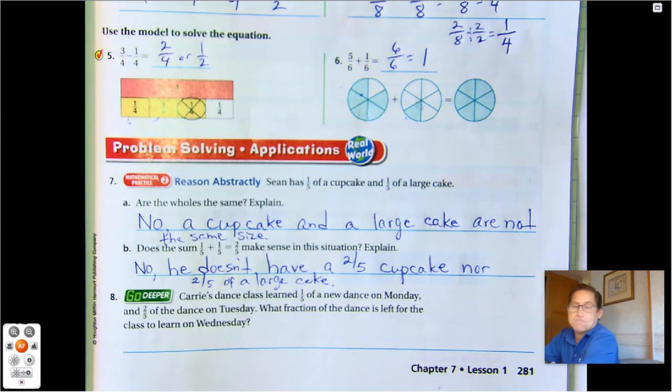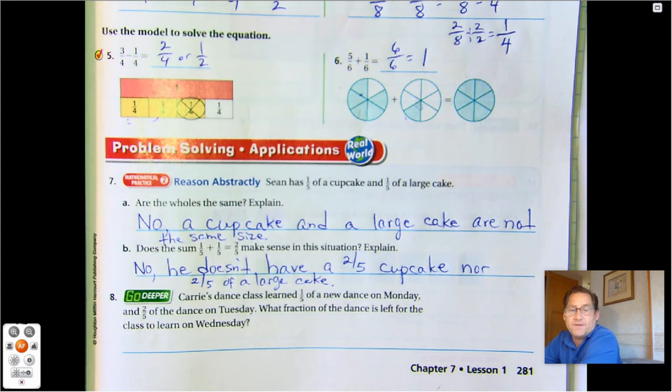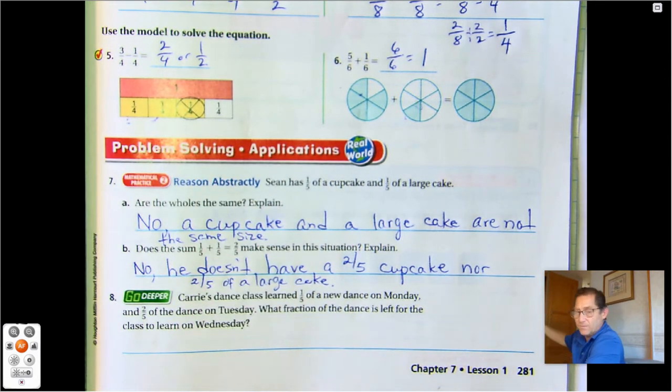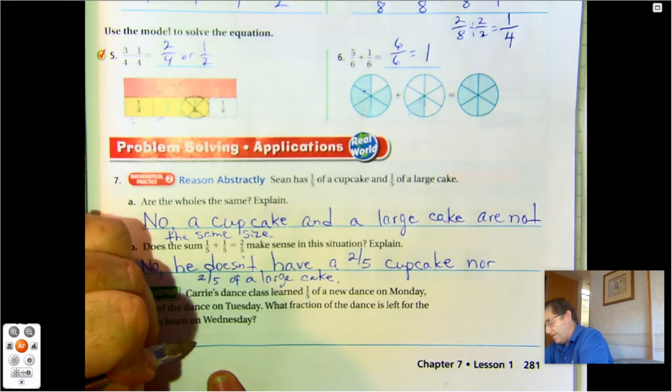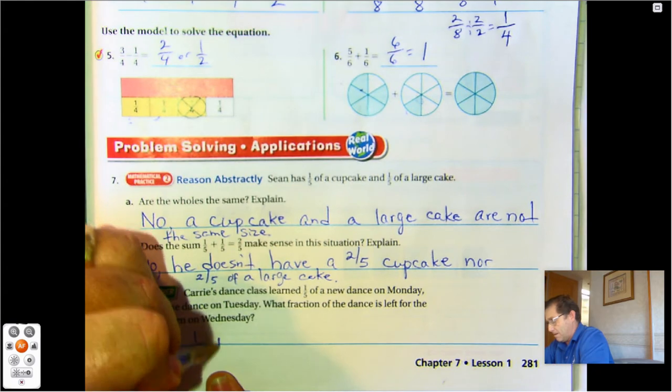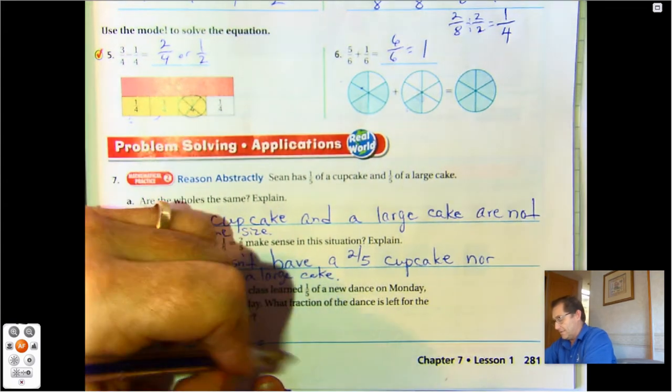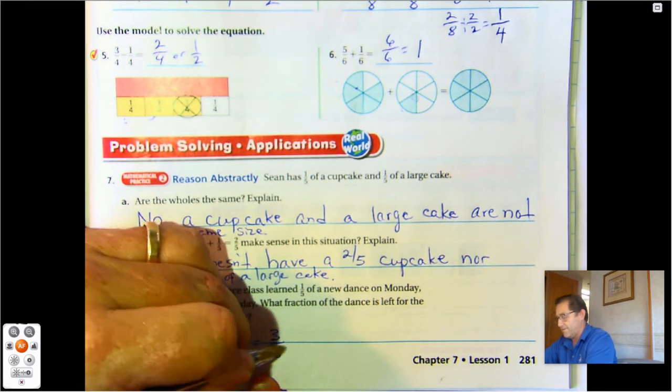Okay. Carrie's dance class learned 1/5 of a new dance on Monday and 2/5 of the dance on Tuesday. What fraction of the dance is left for the class to learn on Wednesday? So the dance is the same on both days. They didn't add a different dance. They didn't say 1/5 of this dance and 1/5 of another dance. It's of the same dance. So 1/5 on Monday, 2/5 on Tuesday. So the group has learned 3/5 of the dance.